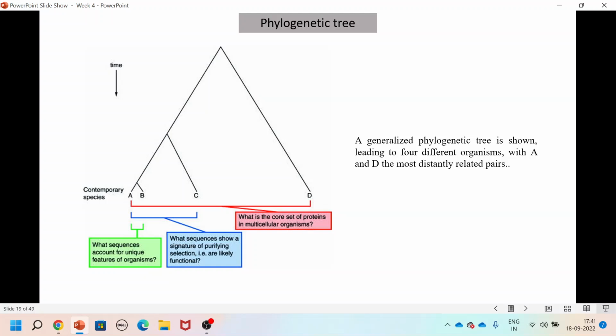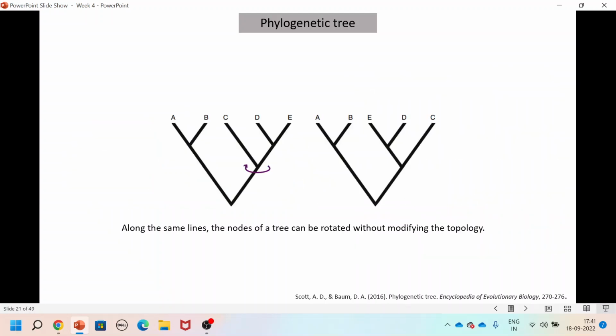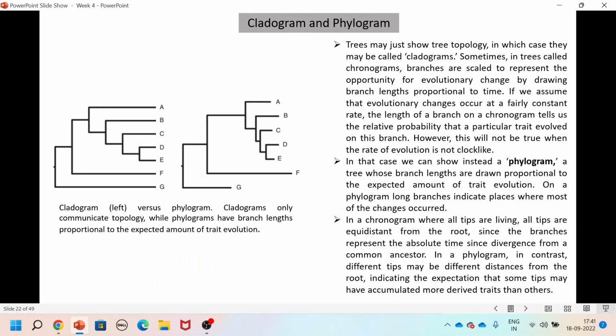So by noticing the differences or the similarities in the protein sequences or the nucleotide sequences, you can say that if two sequences are highly similar to each other, these two organisms are closely related as compared to the one in which the protein is present but the sequence similarity decreases. So, is that clear?